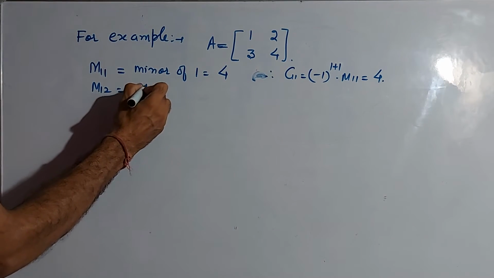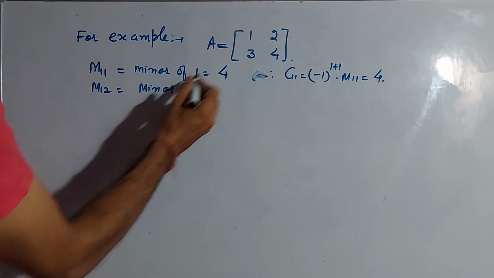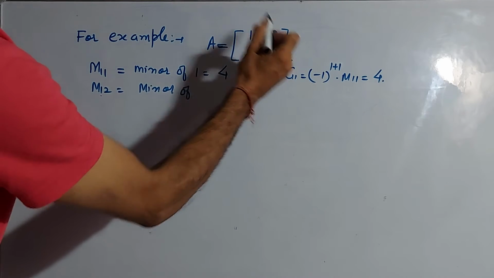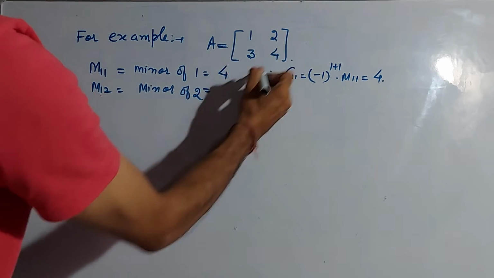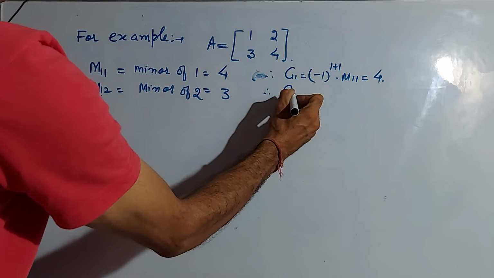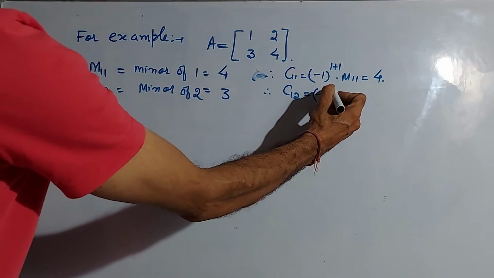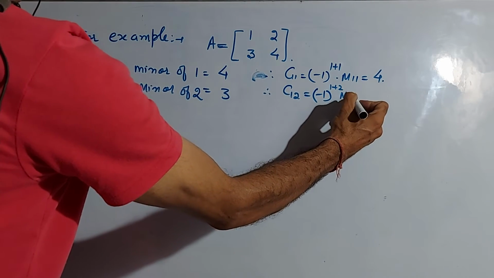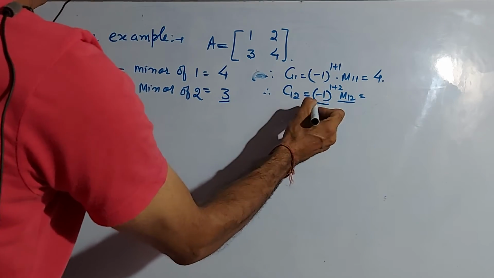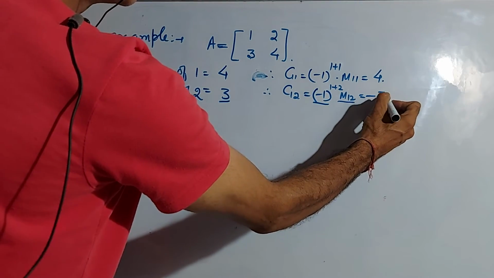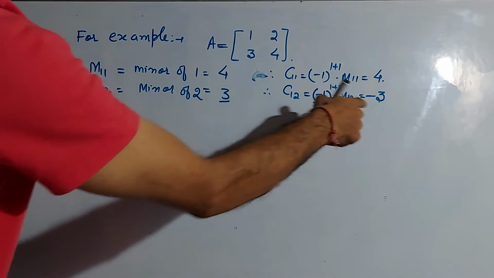M12, minor of element first row, second column. So minor of 2 is, delete this, we get 3. Therefore, C12 will be minus 1 raised to the power 1 plus 2 into M12. The value is 3 and this value is minus 1. Minus 3. Cofactor of 2 will be minus 3.